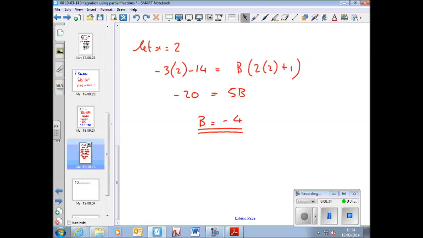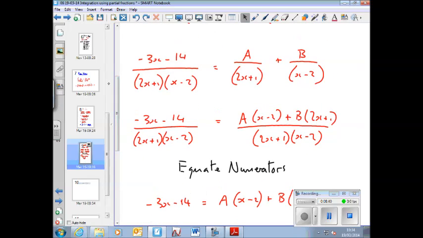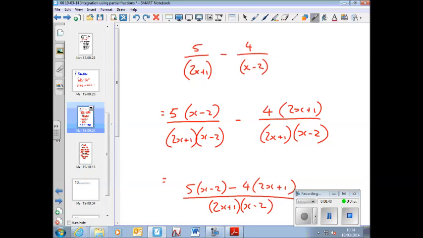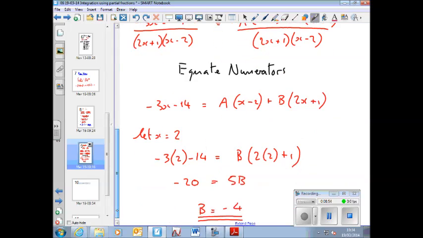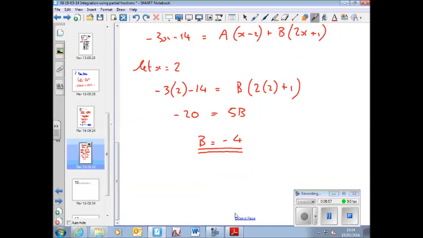So I've found one of the numbers in these fractions. I've found this one. I know that that's minus 4. And if we think back to the previous slide, that fits in because we've got minus 4 here. So we found one of them. Now what do we do to find the other one? I let x equal another value.